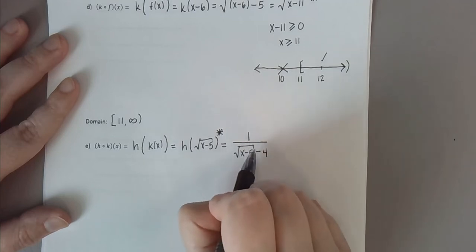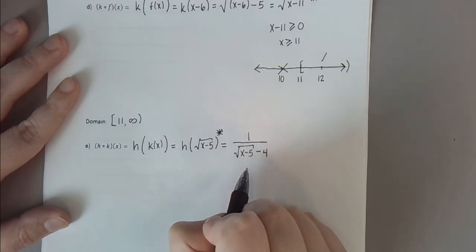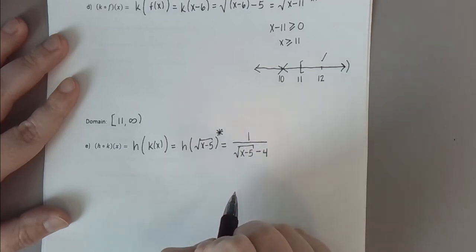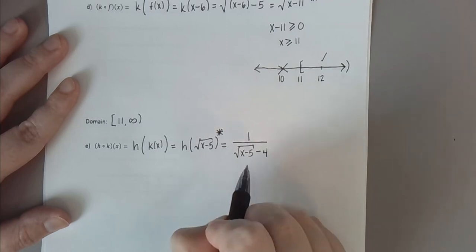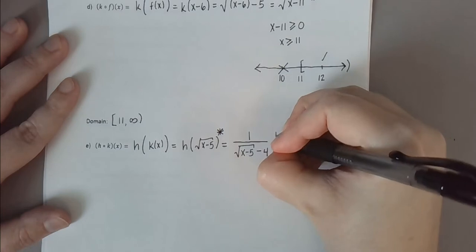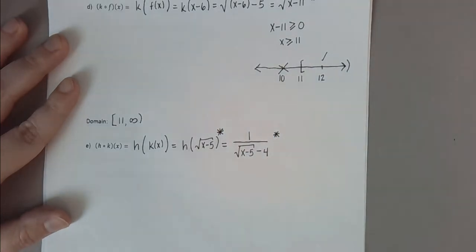So not only do we have to take care of any issues with that radical, we also have to take care of any issues with the denominator. The denominator can't be 0, and we can't have any negative numbers under our radical. So we actually have two different issues represented with this final function.